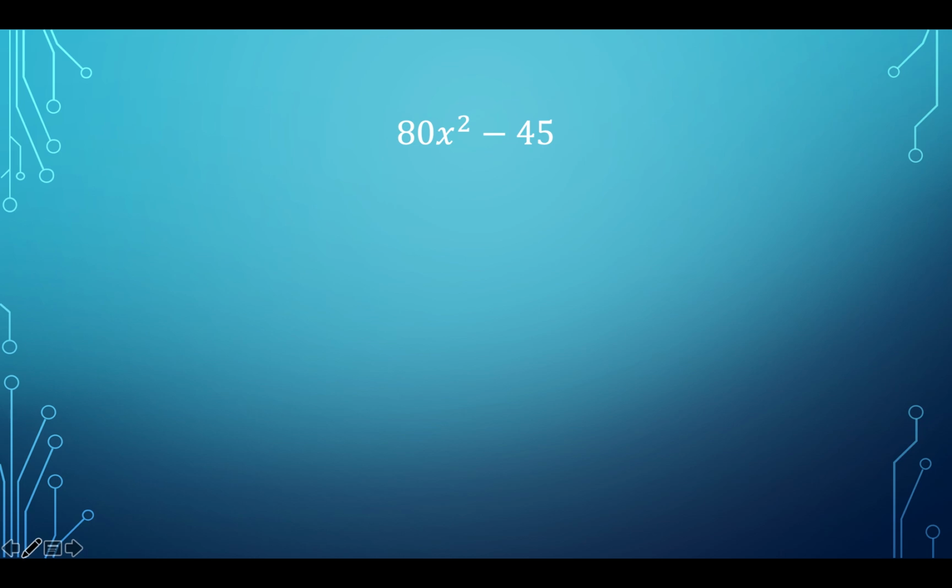How about this one? We have 80x squared minus 45. Now if we do on our calculator the square root of 80 and the square root of 45, we're going to get decimals, not exact numbers, so we can't use that method. The first thing we have to do is find the greatest common factor. The greatest common factor here is 5, and then our factored form becomes 5 times 16x squared minus 9.